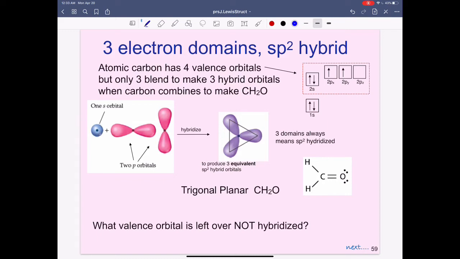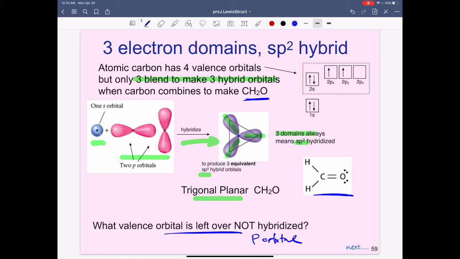If, however, carbon were bonding in the form of CH2O, if you can draw a Lewis structure, you'll see that there will be 3 domains around the central carbon. This time, as a result, carbon will blend only 3 of its orbitals, an s and the 2 p orbitals will blend and hybridize to produce 3 equivalent sp2 hybrid orbitals. 3 domains always results in sp2 and trigonal planar. Notice that there will be a leftover p orbital. More on that.